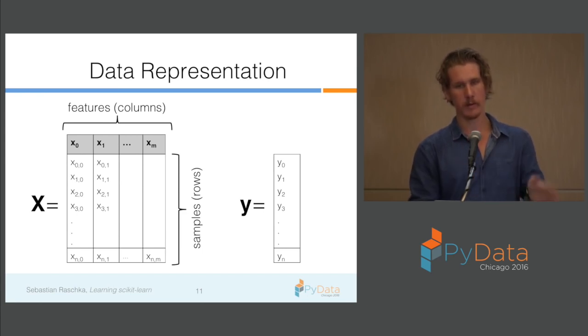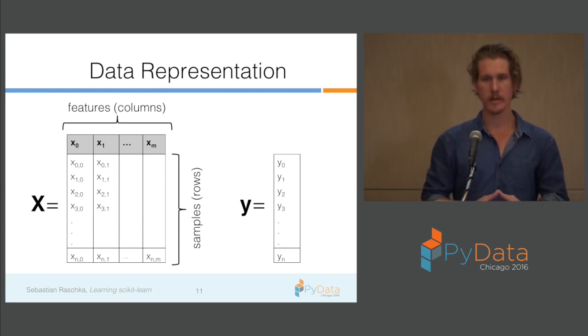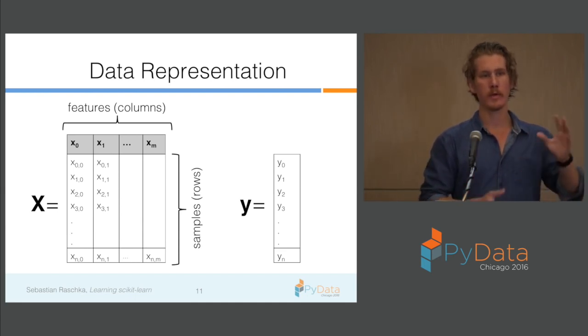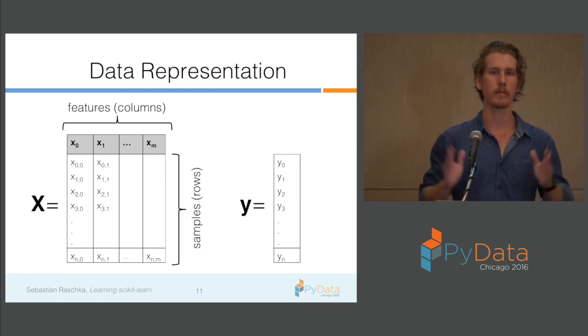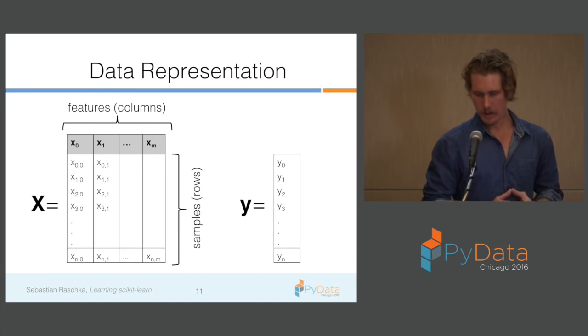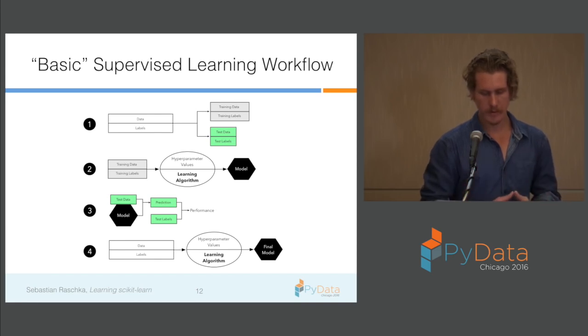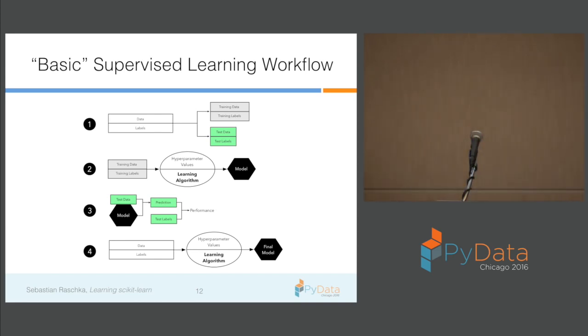And the columns, again, are the different features. For example, later we will also work with the iris flower data set, where we have different flower measurements, for example, petal width, petal length, and these would be features. And so the basic workflow of machine learning, how we do supervised learning, it's a little bit small here.